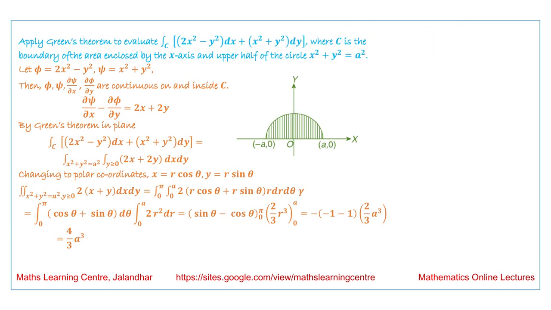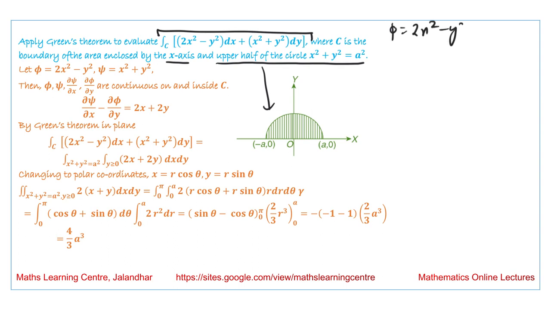Now next we have is apply the Green's theorem to evaluate this integral where C is the boundary of the area enclosed by x-axis and upper half of the circle x square plus y square is equal to a. So this is the region shown over here. So the value of phi we have it is 2x square minus y square. The value of psi we have it is x square plus y square.